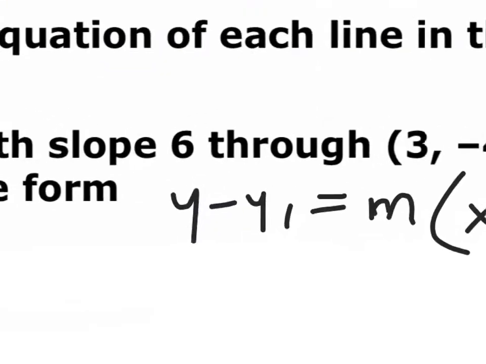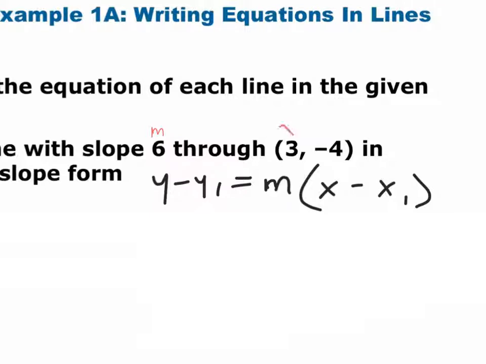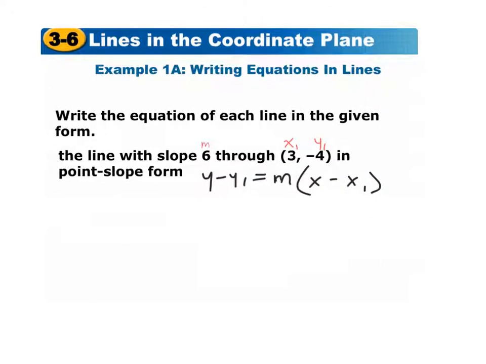So it gives us the slope. This is our m. Our m will be 6. And it gives us a point. We can call the 3 our x1, and the -4 will be our y1. Now we just plug in each of these. So we have y minus, what's y1? -4. What's our m? 6. And then x minus, what's our x1? 3. And that's all we do. So this is an equation in point-slope form.